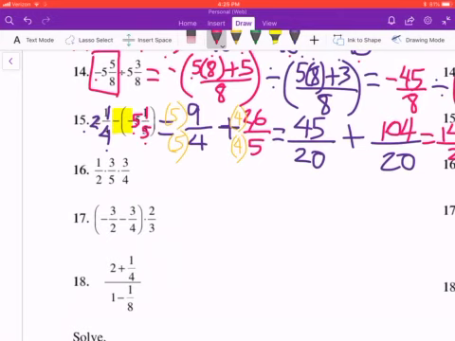Now let's move on to 16. And for 16, we have 3 fractions multiplying each other, so we're going to multiply straight across. 1 times 3 is 3, and then times another 3 is 9. For the bottom, we have 2 times 5 is 10, and 10 times 4 is 40. And that will be the reduced form of it.